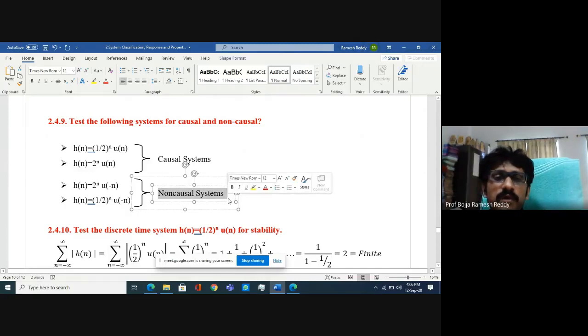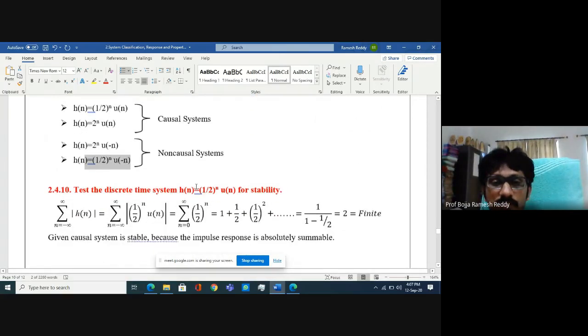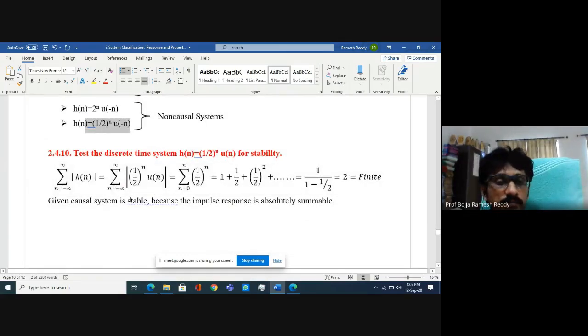Non-causal system. For a non-causal system, the impulse response may be left-sided or sometimes both-sided. This impulse response is left-sided, that's why it is a non-causal system. Why is it left-sided? It is u of minus n. u of n is right-sided, causal; u of minus n is left-sided, non-causal. If the impulse response is right-sided, then you can say the system is causal. If it is left-sided, the system is non-causal.